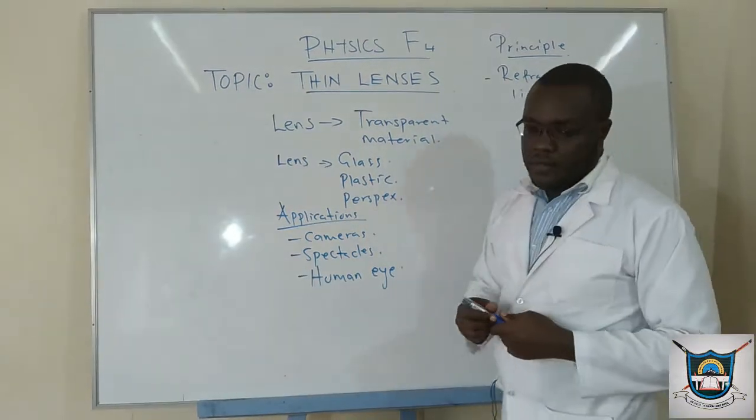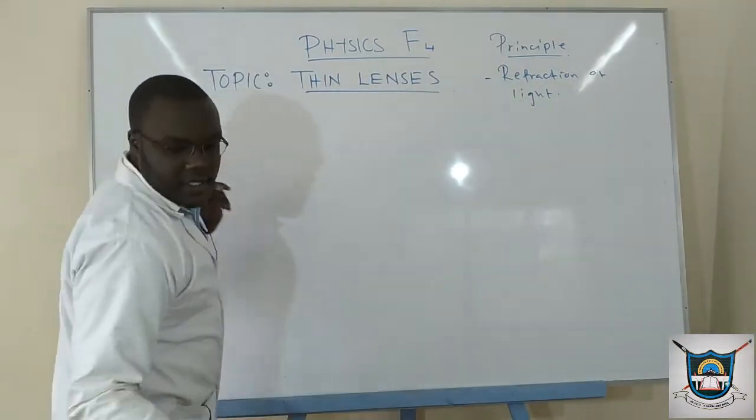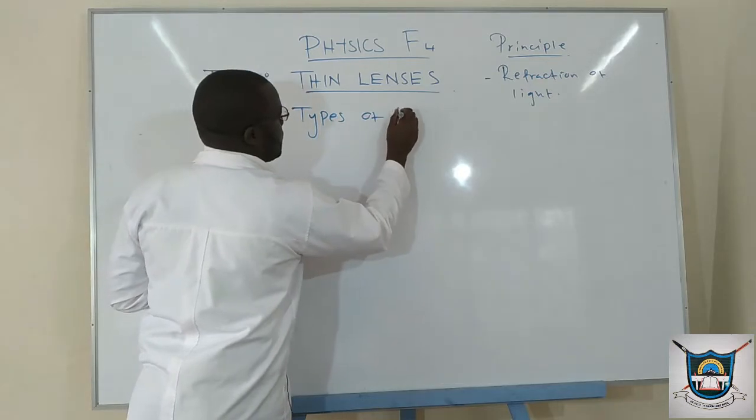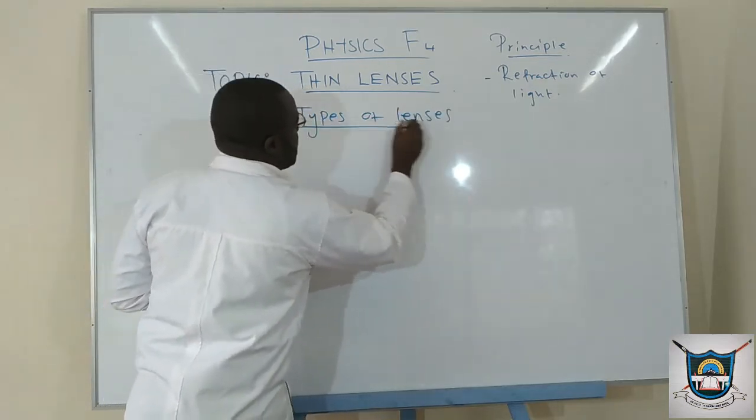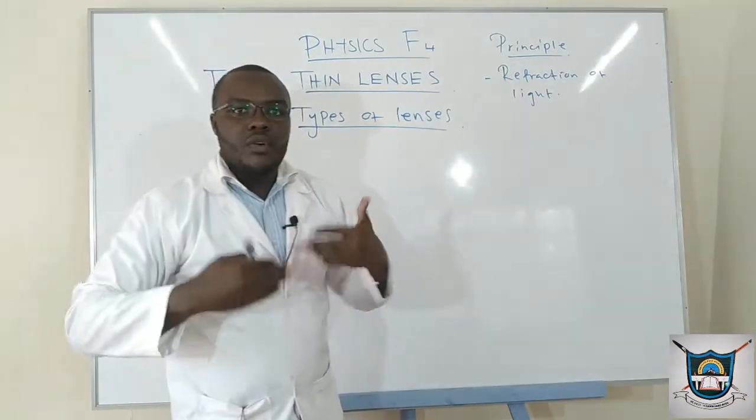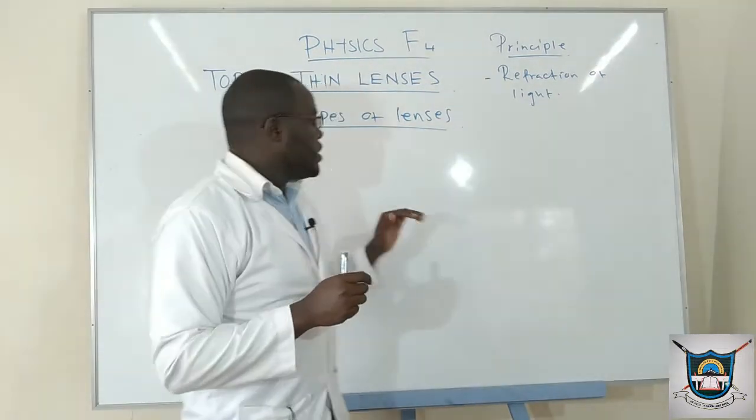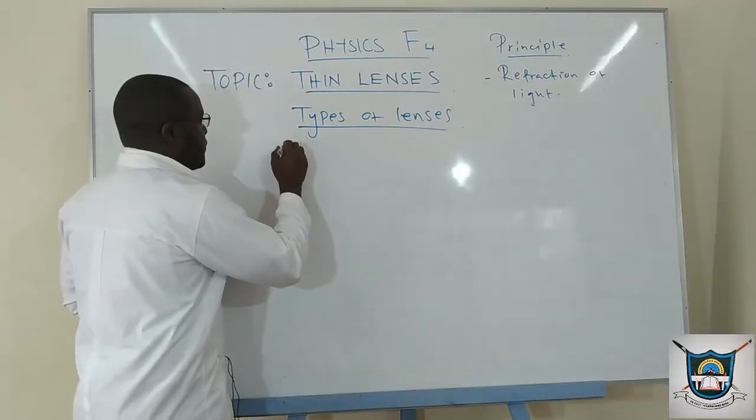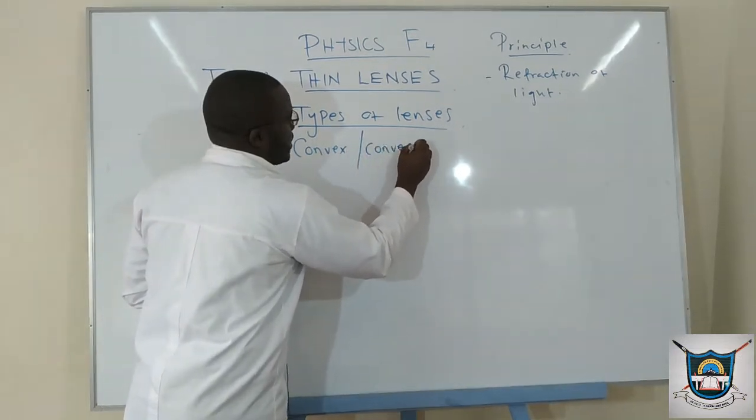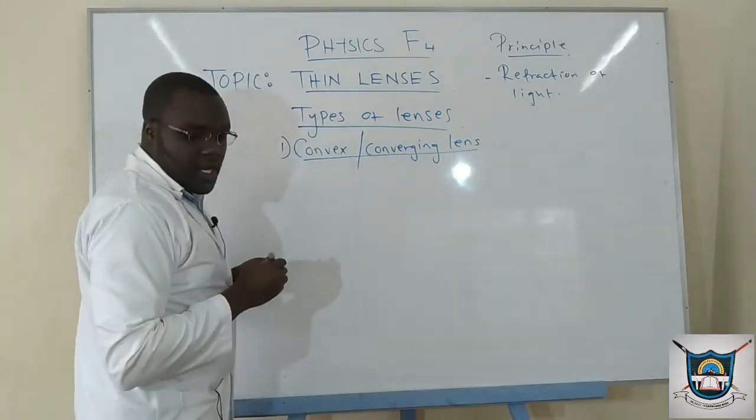Next, we look at types of lenses. We have two types of lenses. And these two types of lenses are grouped using this principle. How do they bend that light? Is it towards each other or is it apart from each other? So the first group of lenses is what we call the convex or converging lenses. And we have so many types.